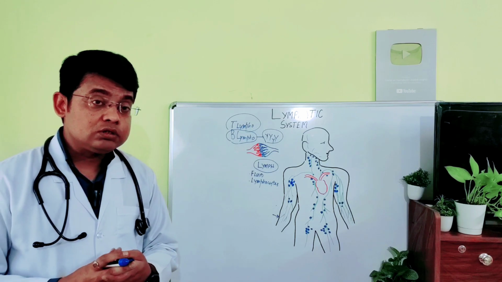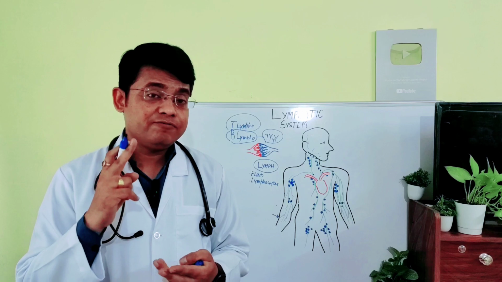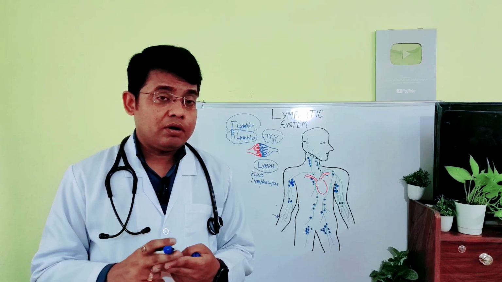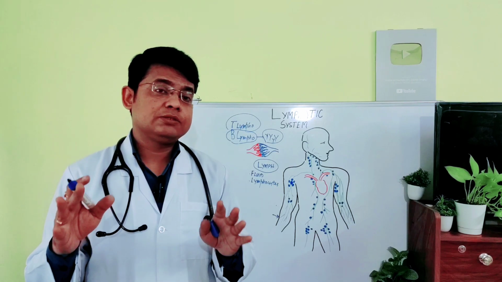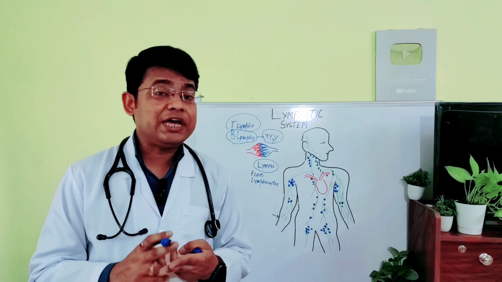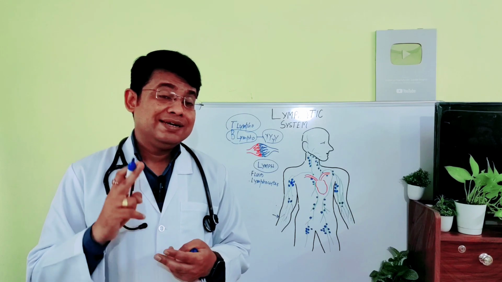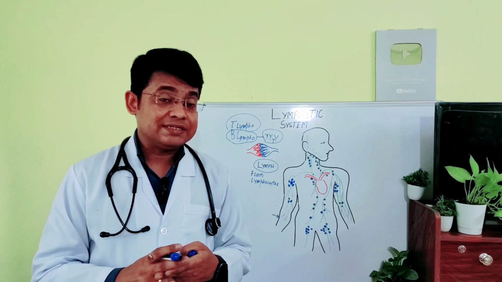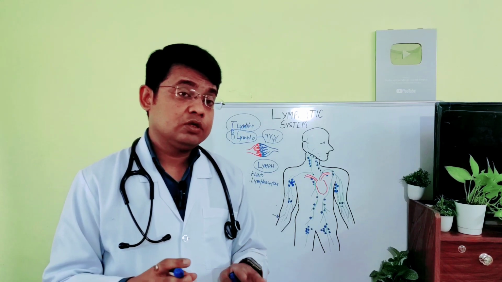So the lymph nodes and the lymphatic system are very important for protection against microorganisms like bacteria, virus, parasites, fungus, etc. They are also capable of killing cancer cells. They are also capable of killing virus infected cells. So there are a lot of functions.